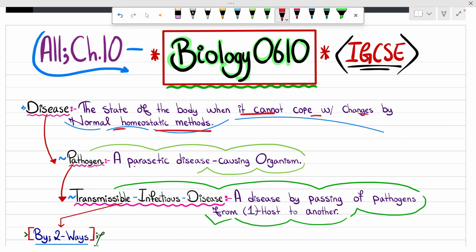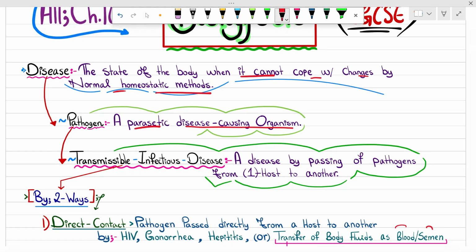Pathogen. Pathogen is a parasitic disease-causing organism. So pathogen is a parasitic organism that causes a disease. It causes your body to not cope with changes by normal homeostatic methods. Transmissible infectious disease is a disease caused by passing of pathogens from one host to another. So this is a disease that is caused by passing of pathogens from one host to a recipient. So disease is the state of the body when it cannot cope with normal homeostatic functions. Pathogen is the parasitic organism that causes this disease, and once this disease begins to spread from one host to another, it's known as a transmissible infectious disease.